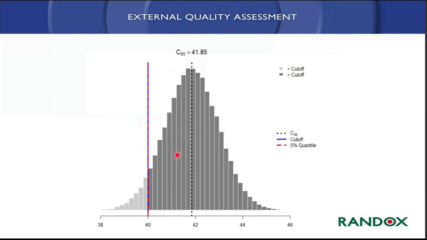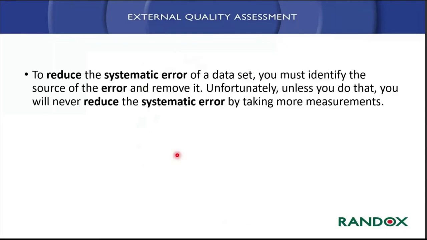So what does this teach us? It basically tells us that to reduce systematic error of a data set, you have to identify what the source of the error is and remove it. And unless you do that, as it says here, you'll never reduce systematic error just by taking more measurements.